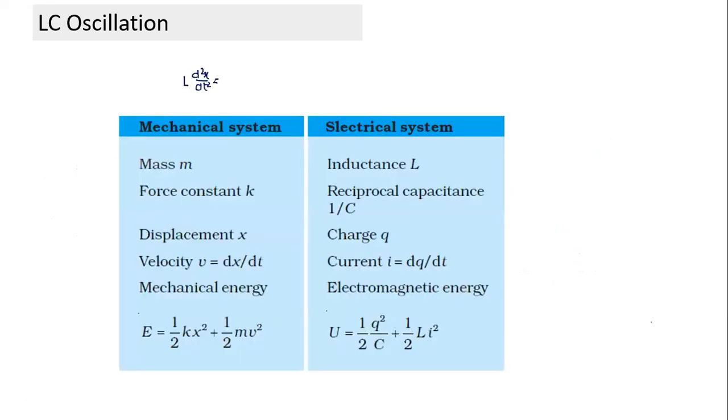Those are the terms. Mass is analogous to L, force constant K is equivalent to 1 by C, x is analogous to q, and based on that, v equals dx by dt becomes dq by dt, the current. And these are the two forms of energy. So essentially, that's what LC oscillation is. We relate it to SHM, and in many questions, there are only 2-3 things we have to make use of. If we find difficulty, we can think in terms of the spring block system and solve such questions.